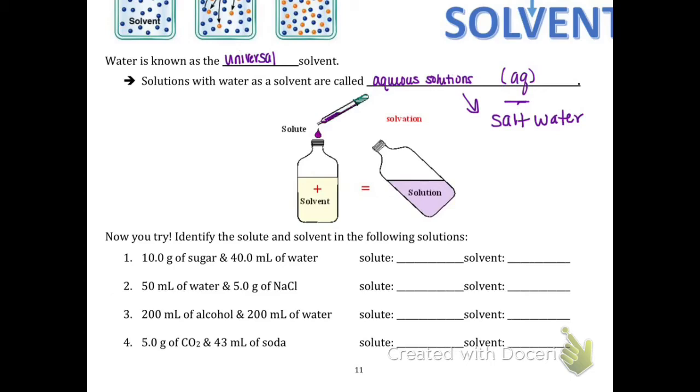Okay, let's do some examples at the bottom here about which one's a solute and which one is a solvent. So here's example number 1. It says 10 grams of sugar and 40 mils of water. Which one do you think is a solute and which one do you think is a solvent? Well, earlier we said that water is the universal solvent. So I'm going to put this here, and then we have sugar as our solute. So usually you put the sugar into the water. Remember, sugar goes into the water. So that's your solute and solvent.